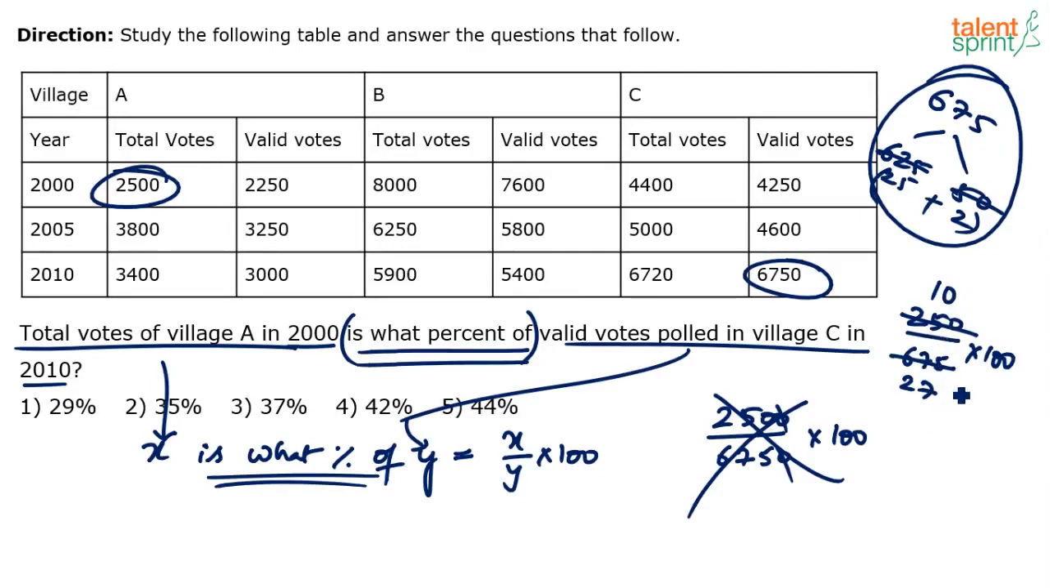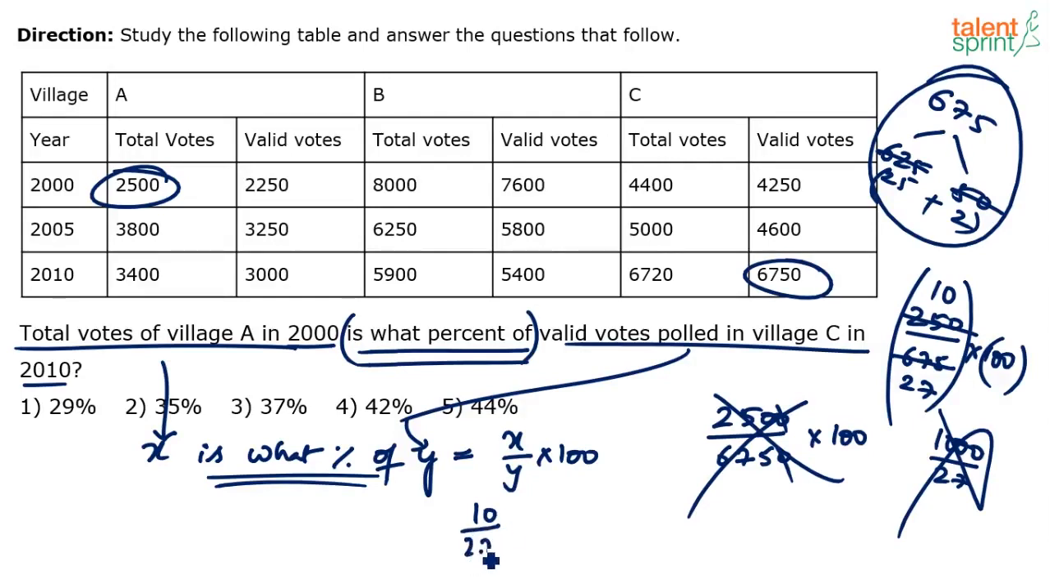10 upon 27 into 100. Now, in my view, you will be wasting your time if you start multiplying 10 with 100, and then say the answer is 1000 by 27, and then start the division. Waste of time. Don't do this. You should never worry about this 100 at all. Try and avoid it in your calculation. What you should only look at is: 10 by 27 can be what percentage? How do you do that now? Finally, I'm looking at that fraction 10 upon 27.